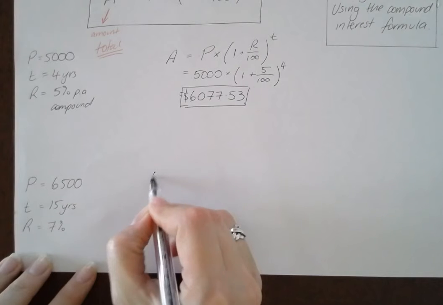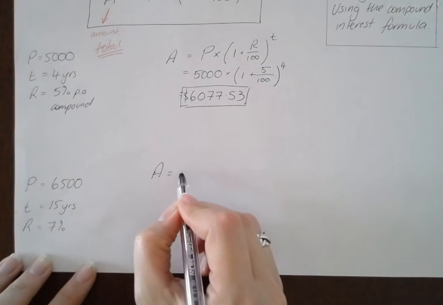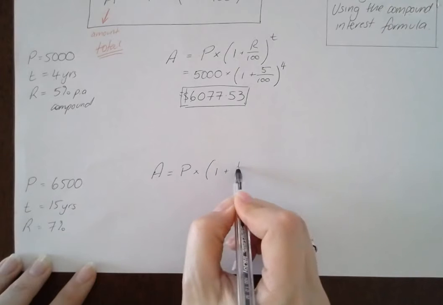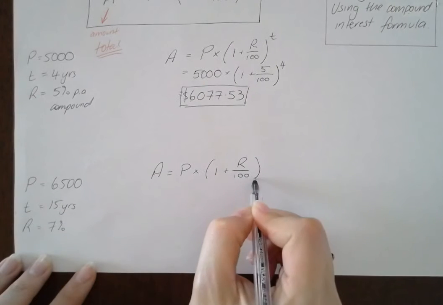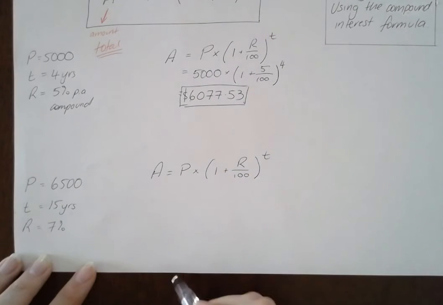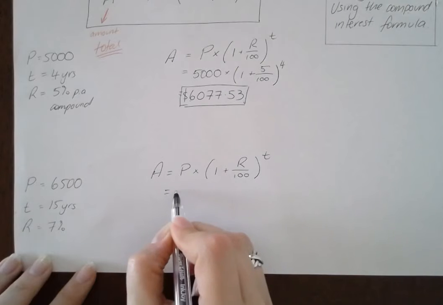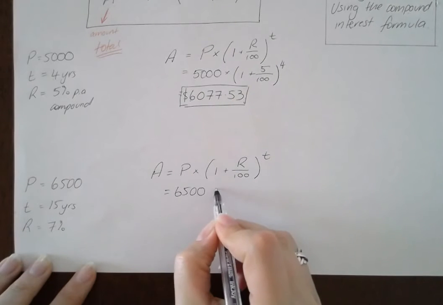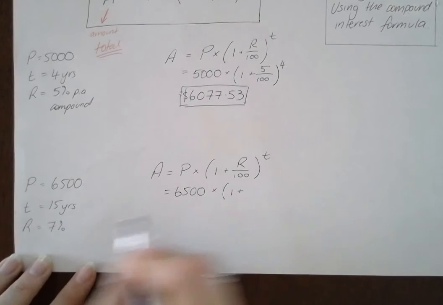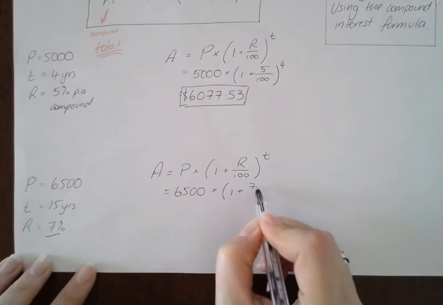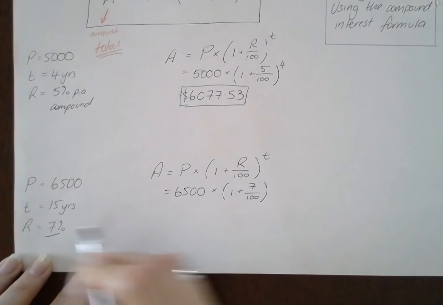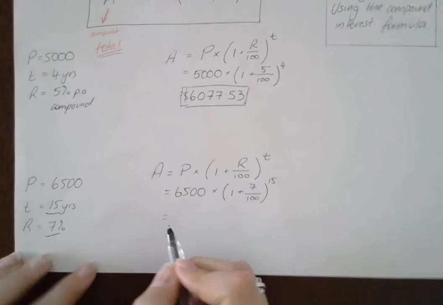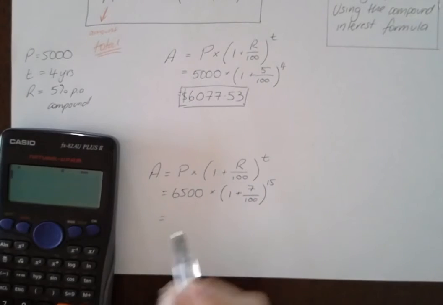So let's go. Our total amount is equal to our principal times 1 plus our rate divided by 100 to the power of T, or our time. So our principal this time is $6,500 multiplied by 1 plus a rate of 7% to the power of 15. So it's 15 years worth this time. Okay, back to the calculator. Let's go.